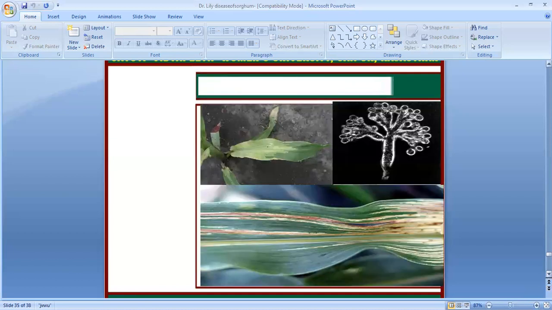So here you see the plant. These are the oospores of Peronosclerospora. Now this is the shredding of the leaves. Whitish downy growth is present on the underside.